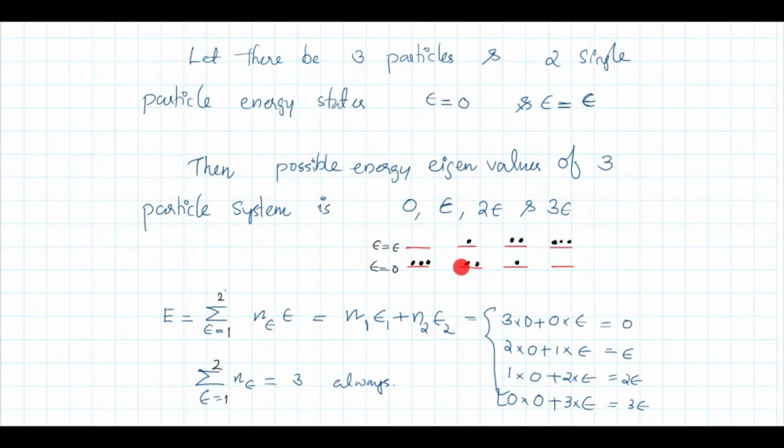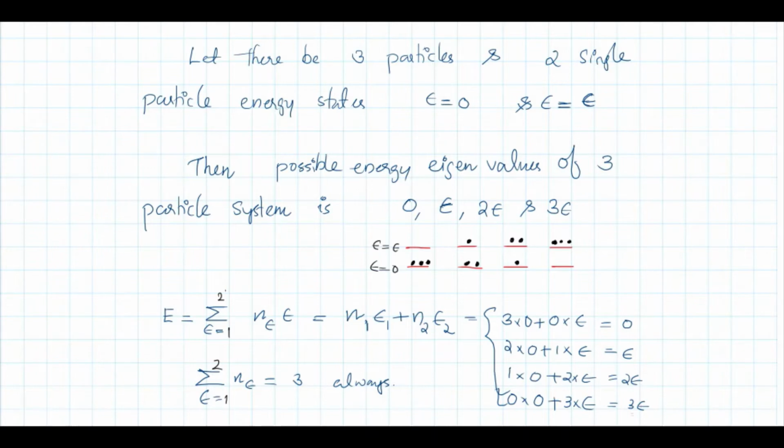Now among the three particles, two particles can sit in the ground state, one particle in the excited state. Then the total energy is 2 into 0 plus 1 into epsilon, that is epsilon. That is another possibility of energy eigenvalue. Then one particle can sit in the lower state, two particles in the upper state, that will give you 2 epsilon. Then 0 particles in the ground state, 3 particles in the excited state, that will give you 3 epsilon. So these are the various energy eigenvalues of the three particle system.